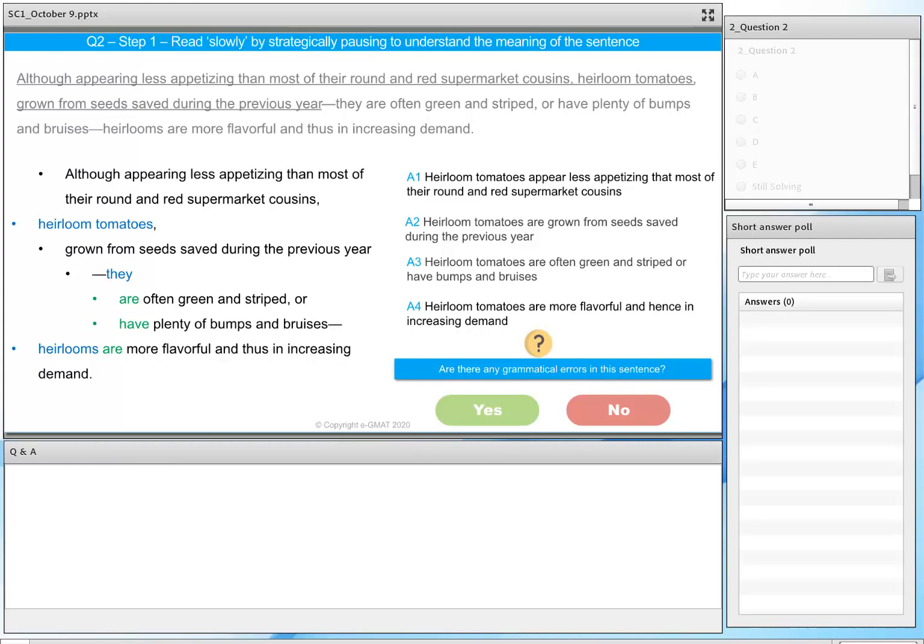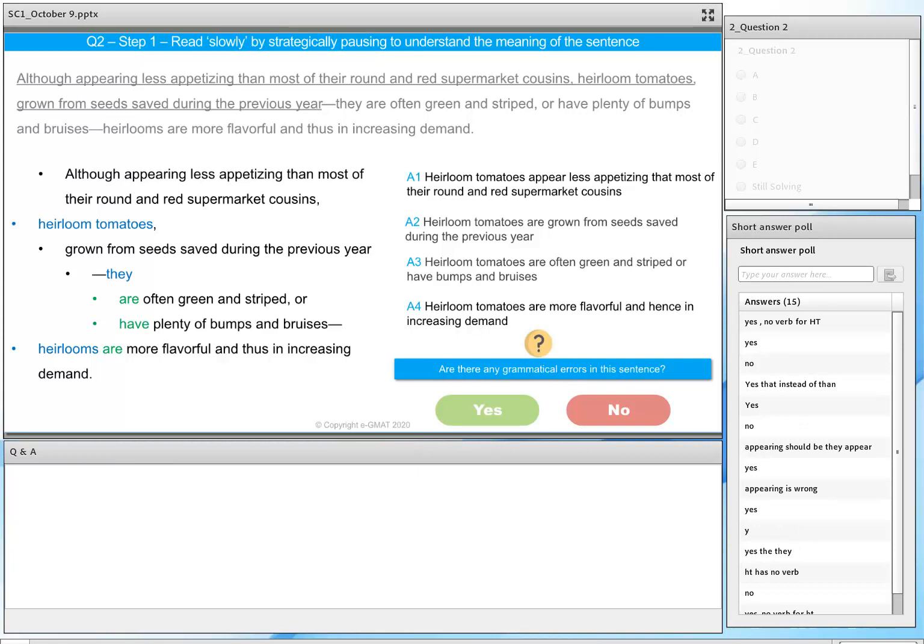My next question to you is, do we have any grammatical error in this sentence? If you say yes, then tell me what that error is. See, this is why I wanted you to understand, to jot down the points. They is not even in the underlined portion, so I don't know. No verb for HT. Appearing should be they appear. Yes, no verb for HT. Yes, that's exactly it. The sentence has no pronoun. Modifier not in the correct place. No. HT has no verb. That's the only error that we have in this sentence.